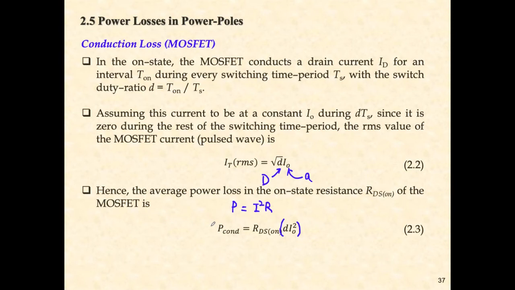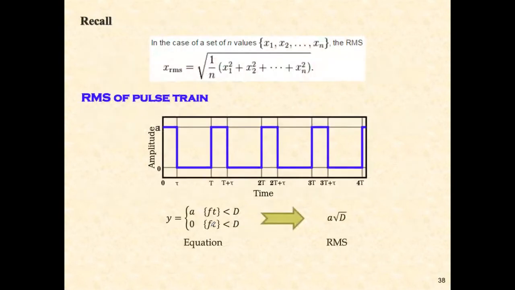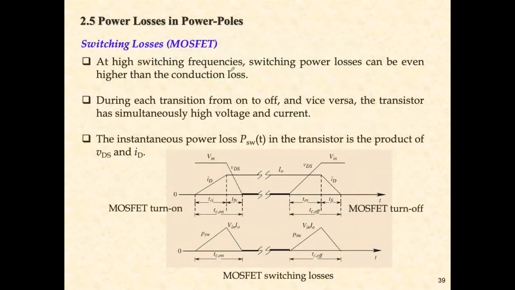Right, so this is the first power loss. And then the second power loss for MOSFET is the switching losses. As mentioned before, at very high switching frequencies, the switching power losses should also be very high. But here I give you one more piece of information: at high switching frequencies, switching power losses can be even higher than the conduction loss.